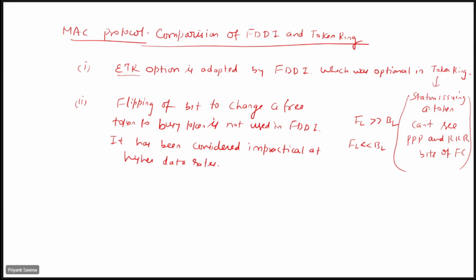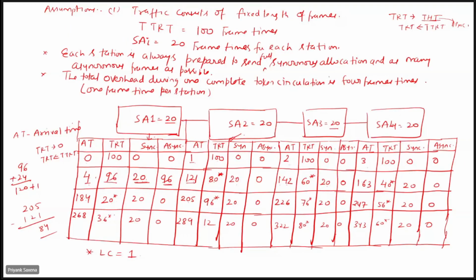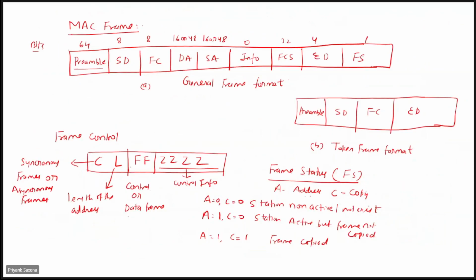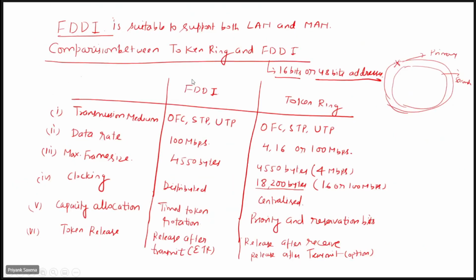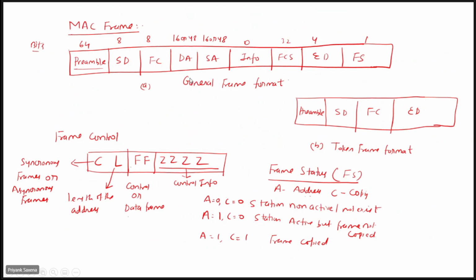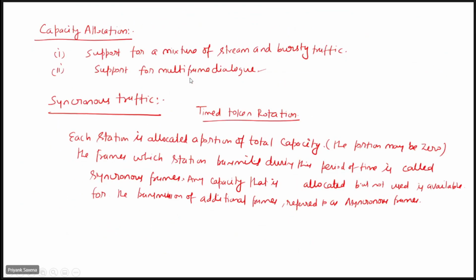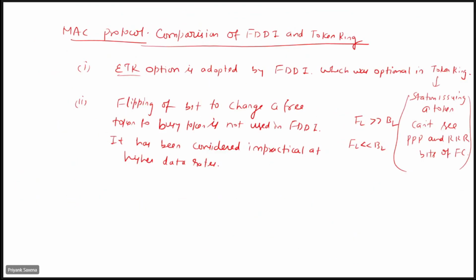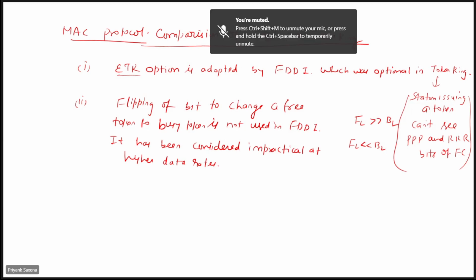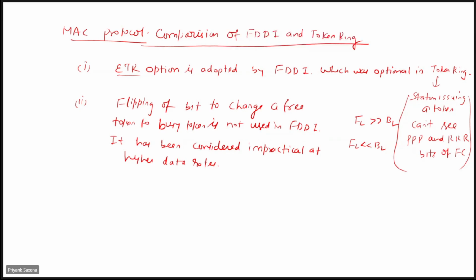So it partially disables the priority scheme, right? So flipping of a bit to change a free token to busy token is not used in FDDI. So this was the case. Station issuing a token can't see PPP and RRR bits of frame control.